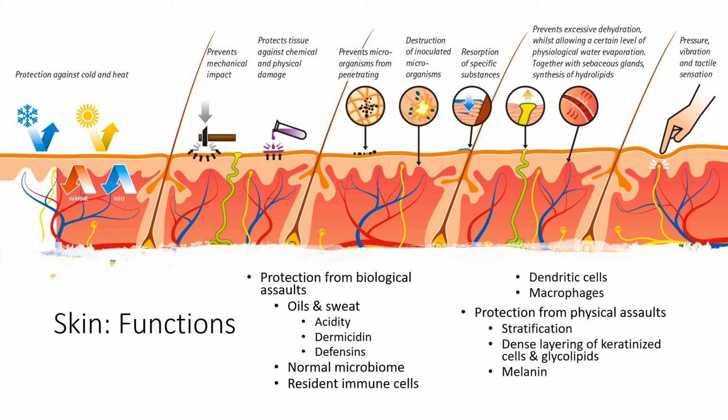Our skin helps protect us from biological assaults, aside from just making a barrier that microorganisms can't easily traverse because of the layering, the keratinization, and the glycolipids. It also secretes oils and sweat. These are acidic in nature, and they feature a couple of proteins, dermcidin and defensins, which impede microorganismal growth.